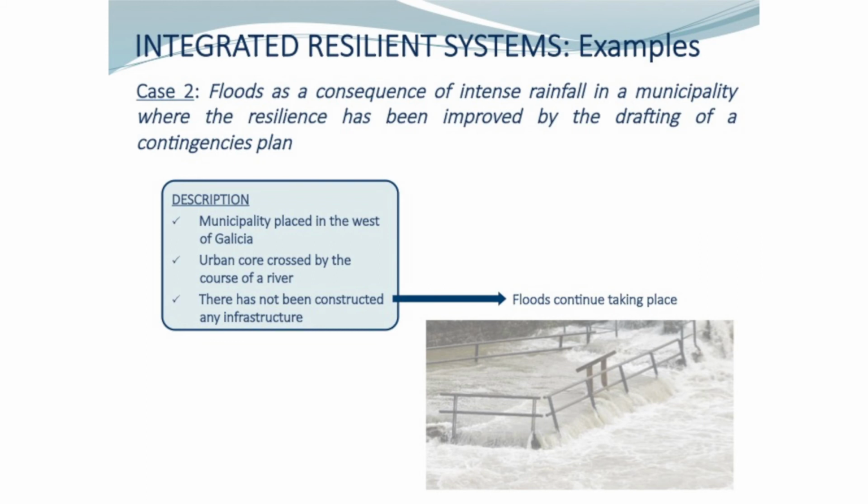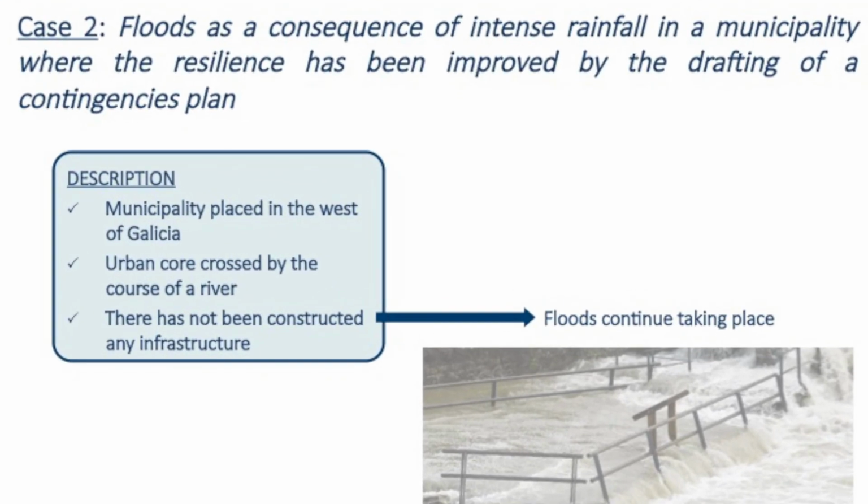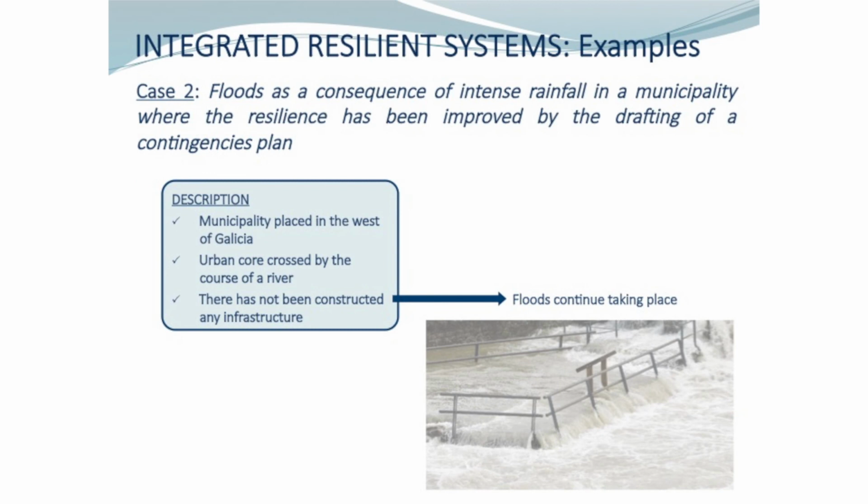Case Study 2. Floods as a consequence of intense rainfall in a municipality where the resilience has been improved by the drafting of a contingencies plan. In this second case, we take as an example a municipality adjacent to the previous one that also presents risk of flood due to being crossed by the same river. In this town, there has not been constructed any infrastructure that reduces the risk of flood. As a consequence of this, frequent floods continue taking place, maybe even more frequently than previously.